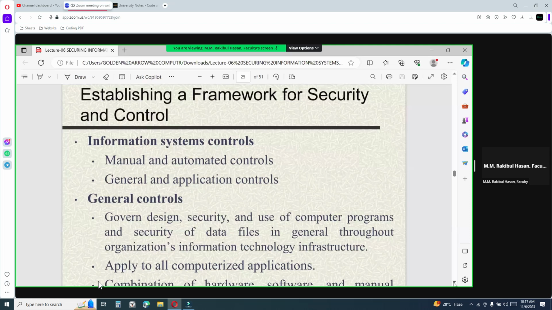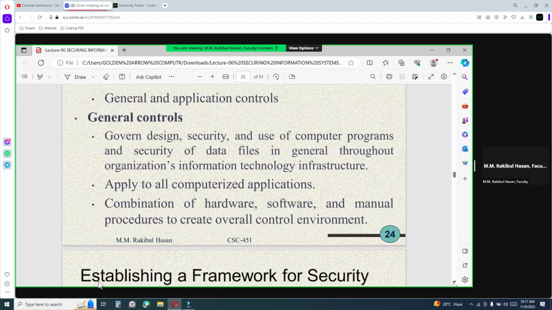But here you can see different types of control. Manual control, automated control. Manual means human dependent. Automated means machine dependent. General control and application control. So there are different types of controls available. Now we will discuss general control first, then we will discuss application control. So let's see what general control is. A general control is mainly imposed by the authority of the organization, and all the employees of the organization need to follow that guideline accordingly. Otherwise, it will be a punishable offense.